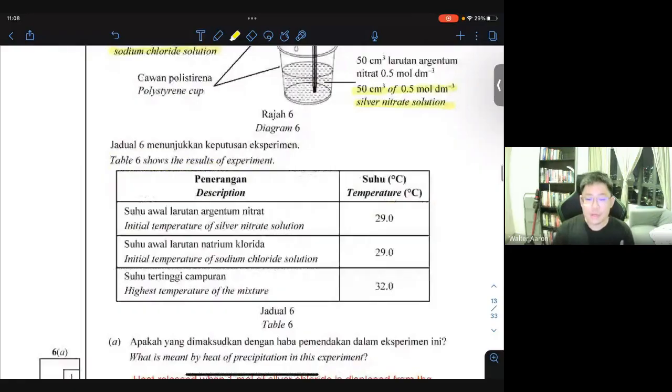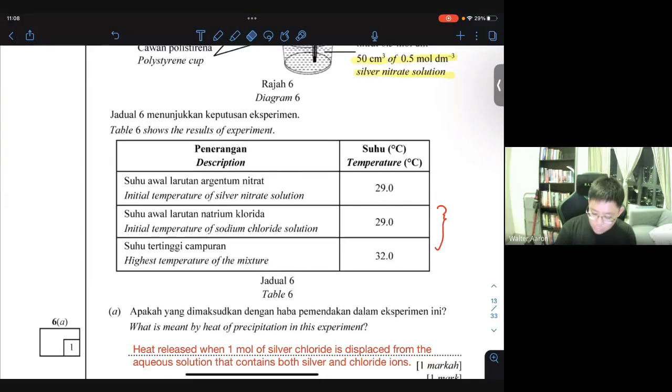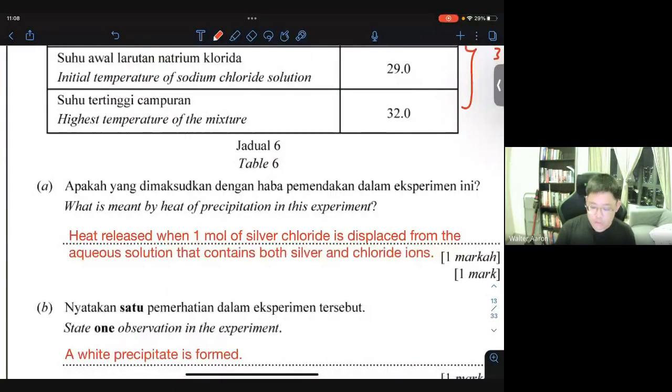They give you the initial temperature of both solutions, which is 29 degrees Celsius for both, so the average temperature is 29. The highest temperature achieved by the mixture is 32 degrees Celsius. So the difference, or the temperature change, is 3 degrees Celsius. Now, the first question asks you what is meant by the heat of precipitation in this reaction. The heat of precipitation must be the heat released.